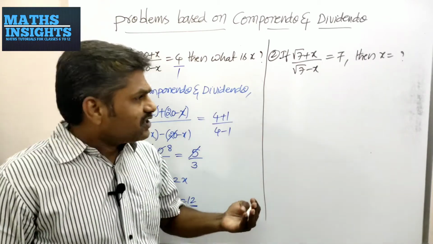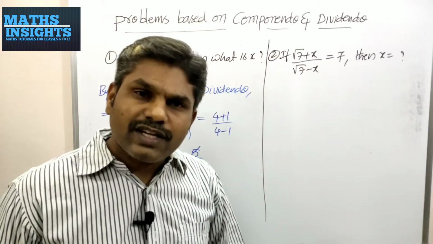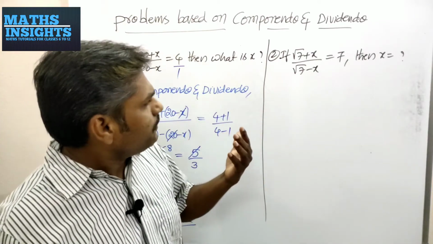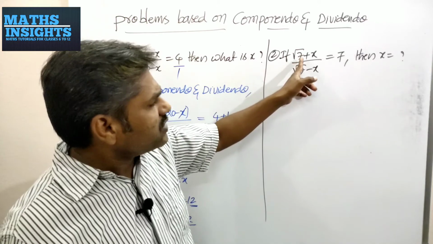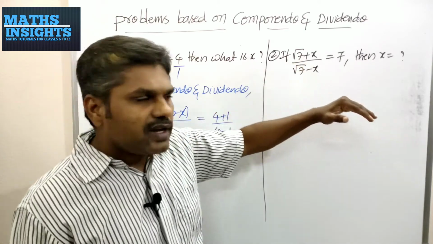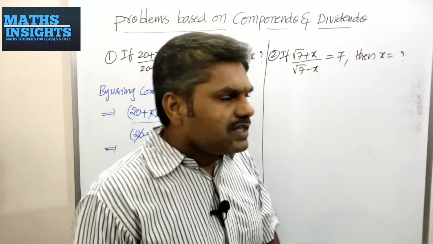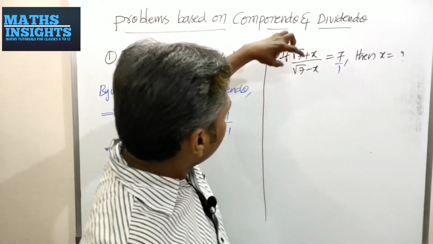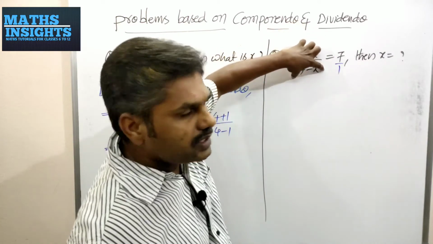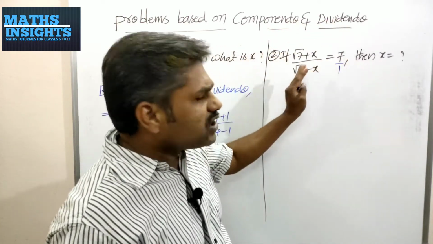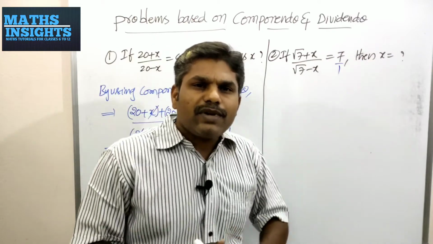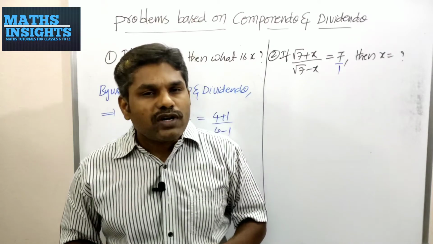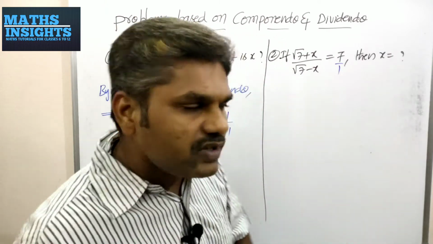By using the same concept I am solving the second problem. See, it is also seeming the same as the first one. If root 7 plus x by root 7 minus x is equals to 7. See, 7 means you may write it as 7 by 1. Again here, if you assume this as a, b, c, d, two ratios are equal, then a plus b by a minus b is equals to c plus d by c minus d is called the componendo and dividendo.